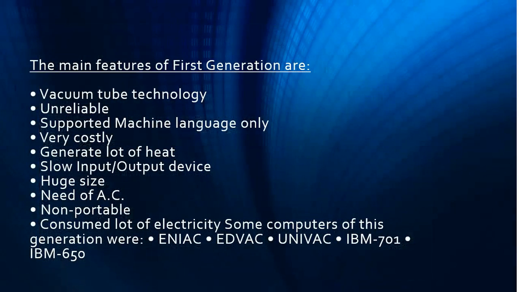The main features of the first generation are vacuum tube technology. They were unreliable, supported machine language only, very costly, generated a lot of heat, had slow input-output devices, were huge in size, needed AC, were non-portable, and consumed a lot of electricity. Some computers of this generation were ENIAC, EDVAC, UNIVAC, IBM 701 and IBM 650.